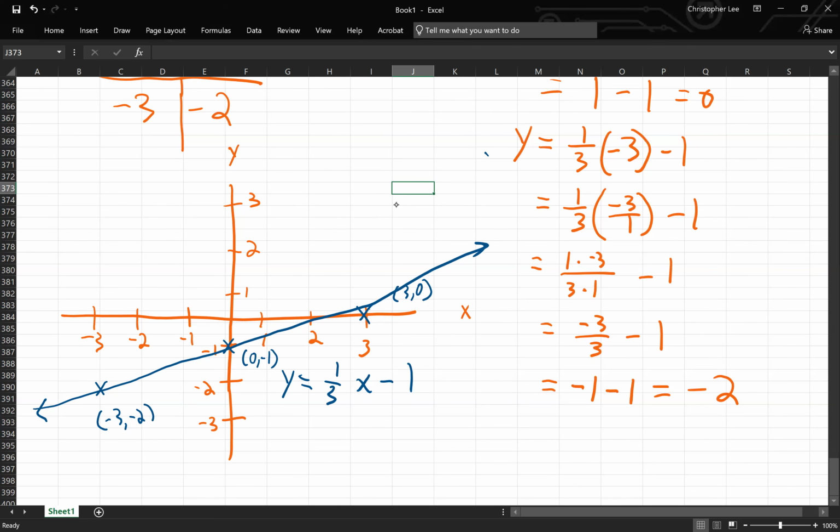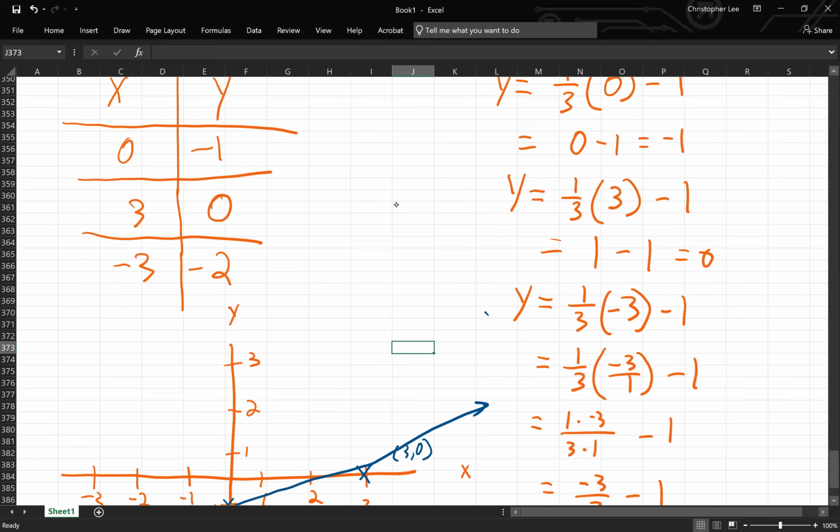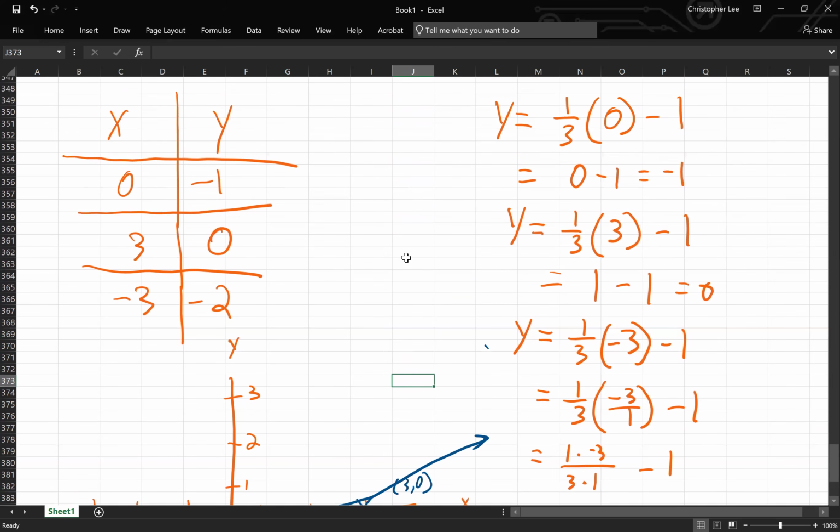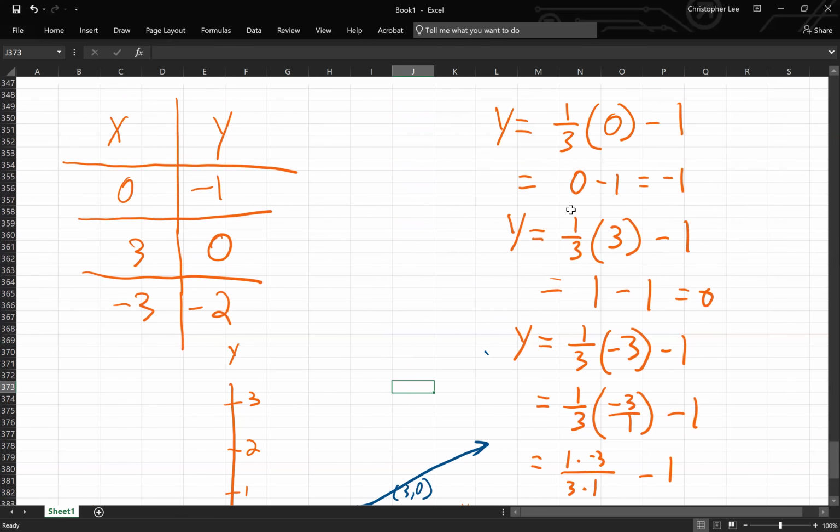The 0? I just plugged it in. This one on the top, right? Or are you talking about the second one? Second one. So I plugged in 3 into the equation over here, right? 1/3 times 3 is positive 1. So 1 minus 1 is 0. So that's how I got the 0 for this.